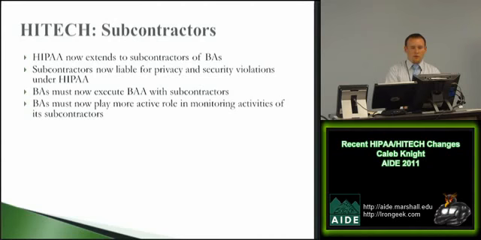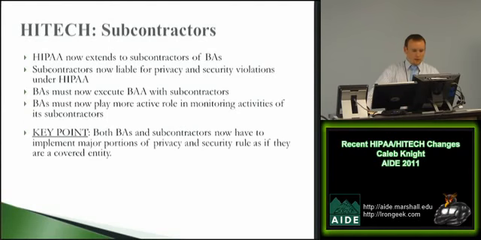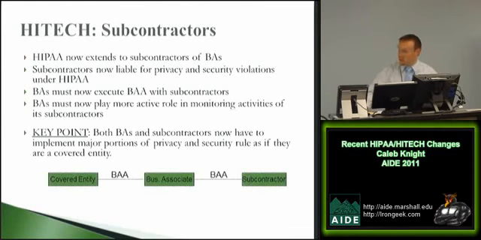But to go back to your question about home health agencies, yes, they would be responsible for protecting the healthcare information. Now, the key point with regard to subcontractors is that both business associates and the subcontractors now have to implement the privacy and security rules as if they were the covered entity. And there's sort of a chart there. You can see that the information might be passed from the covered entity to the business associate to the subcontractor.